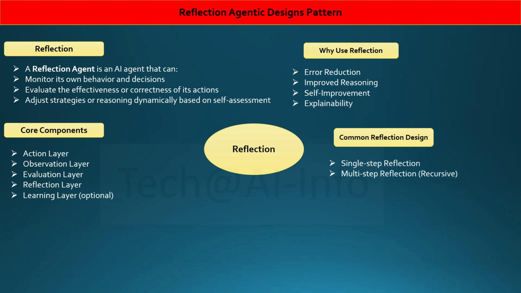Okay. Next is multi-step reflection, recursive. The agent reflects multiple times, refining its reasoning in a loop until the quality criteria are met. So the flow looks like this: first I start from plan, then execute, then evaluate, then reflect, then replan, then execute again, then evaluate, and then finalize.